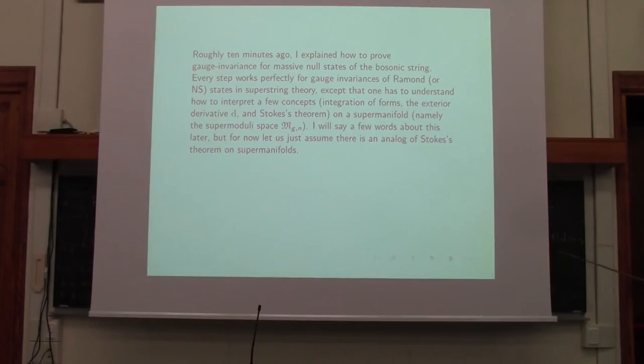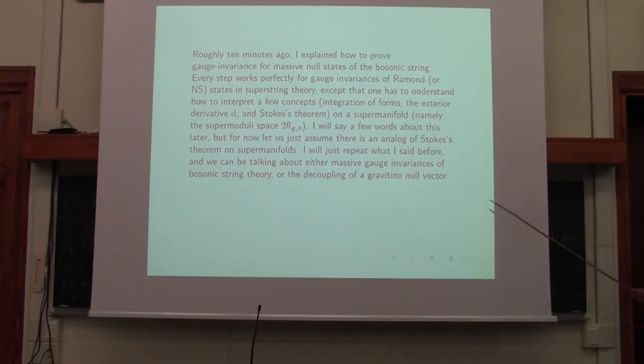So, I'll explain at the last part of this talk what these concepts mean on a supermanifold, but for now, let's just assume that we know about Stokes' theorem on supermanifolds, and then we'll make the formal statements. I'll just repeat what I said before, and now we could be talking about either massive gauge invariances of bosonic string theory, or the decoupling of a gravitino null vector, or for that matter, a massive or massless Neveu-Schwarz null vector in superstring theory. The general BRST machinery works uniformly in all cases, so I will just restate it.